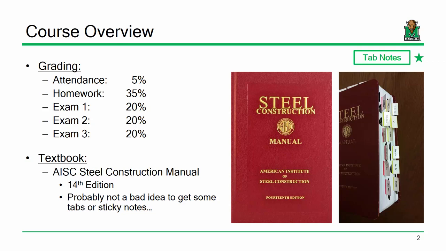One of the things I do want you to pay attention to throughout the semester is this thing on the top right of the slide. If you notice, there's a little green box and a star next to it. Anytime that you see that symbol or legend in the notes, that's a point where you're going to want to place a tab in the manual. So for instance, when we talk about shear lag, I'll have the table in the manual, and I'll have a little tab note on there. You'll want to place one of those little tabs there. It'll make your life a lot easier.